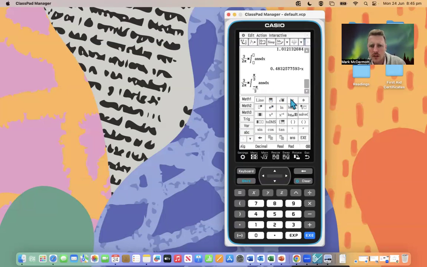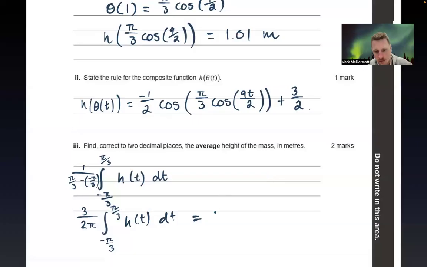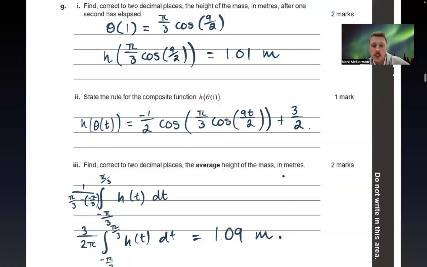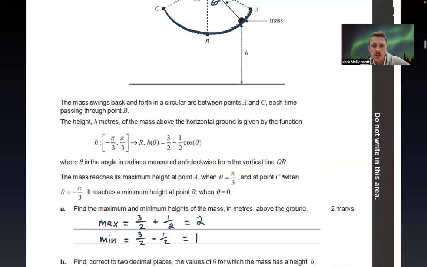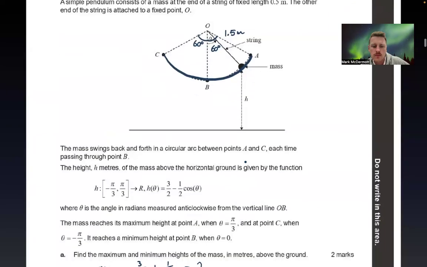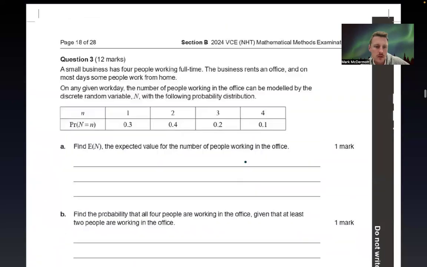Pi on 3 of f of x dx is 1.09 meters. That seems reasonable, I think. The average height of the function. Yeah, I think that sounds about right. So it seems like a reasonable answer. Okay, let me know if you think any of that is wrong.